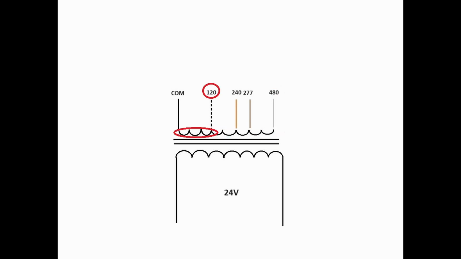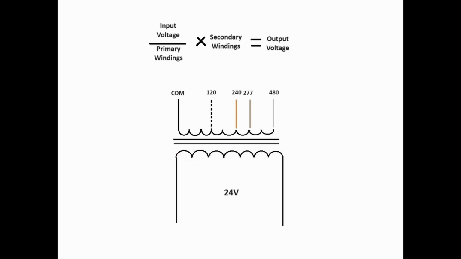On the secondary side, the voltage is then multiplied by the number of secondary windings to give you your desired output. Here's what the equation looks like. Input voltage divided by primary windings multiplied by secondary windings equals output voltage. The secondary windings are a constant in this case because they do not have multiple taps like the primary side.